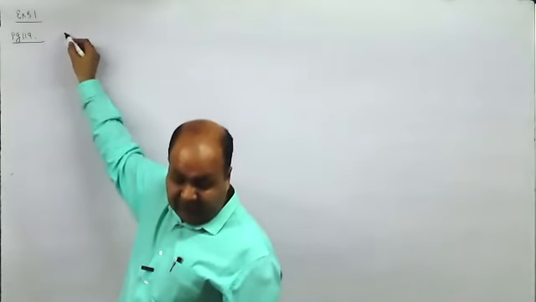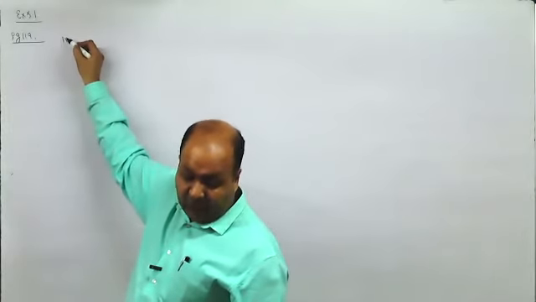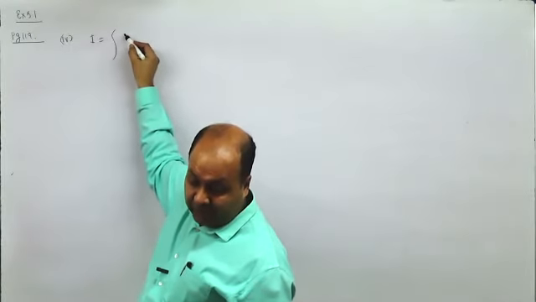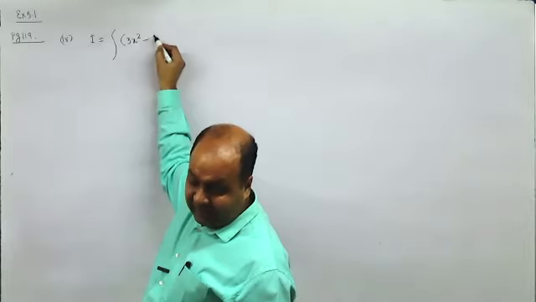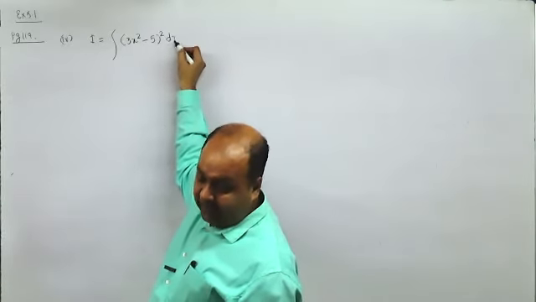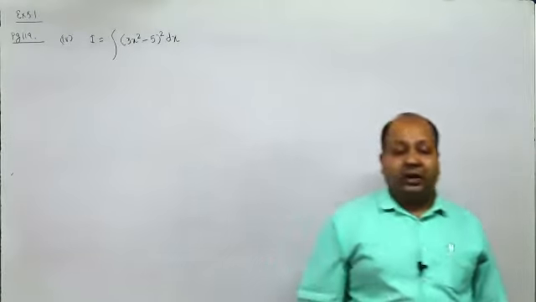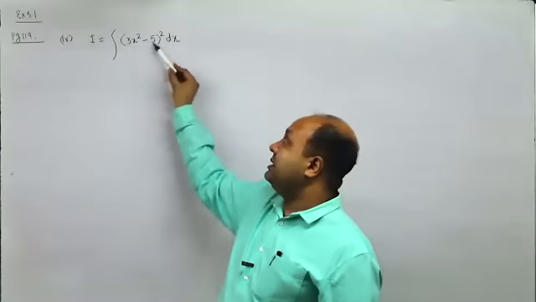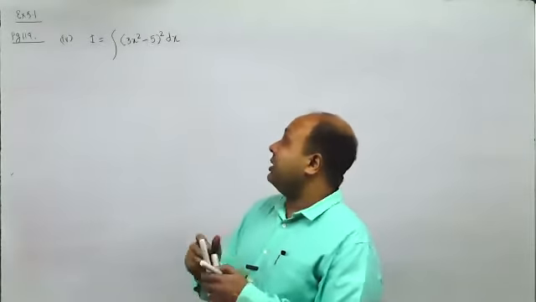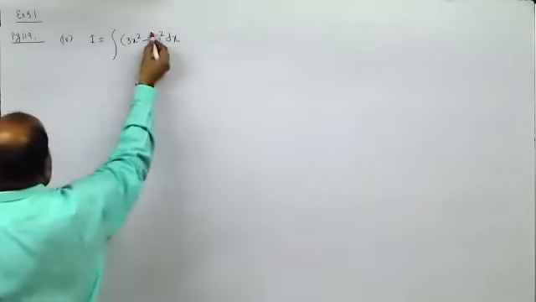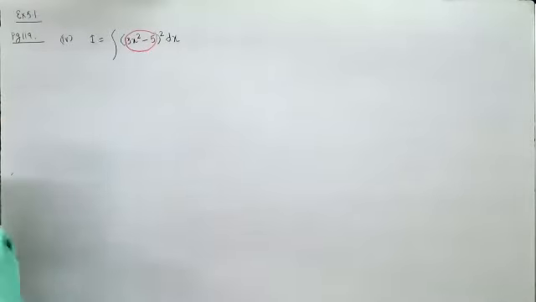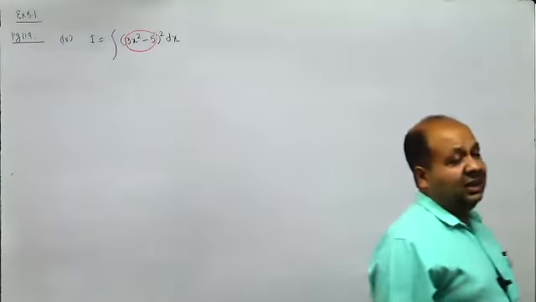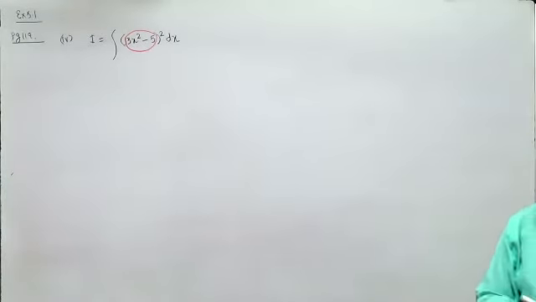Now here, question number 4. I equal to integral of (3x square minus 5) the whole square dx. Now, if you observe, this is not linear. Therefore, you cannot treat this term as x since it is not linear. And therefore, the only option left in front of you is to first expand this and then solve it individually.